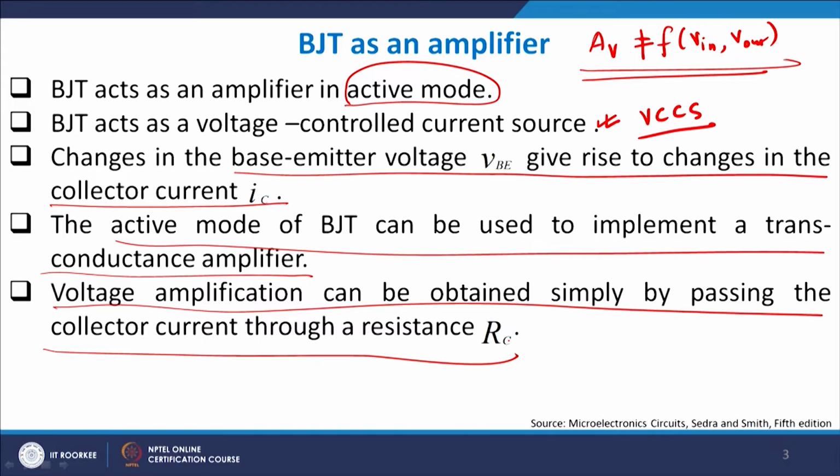Even if your input voltage is small and the output voltage is large, your AV will typically be very high, of the order of maybe 100, 200, 300 and so on, also referred to as a voltage gain in this case.